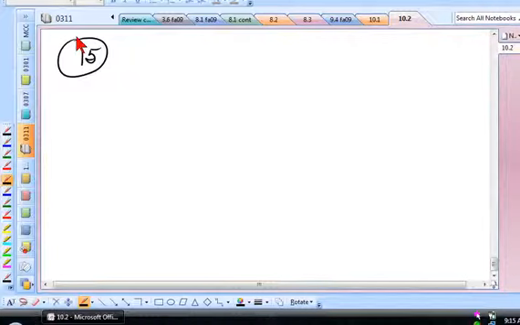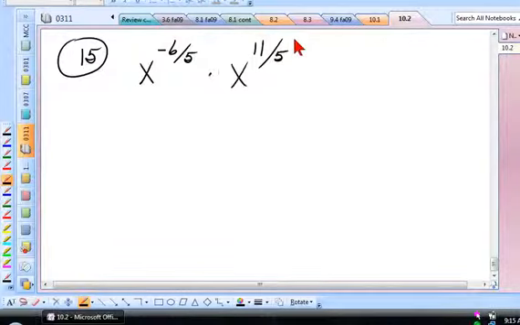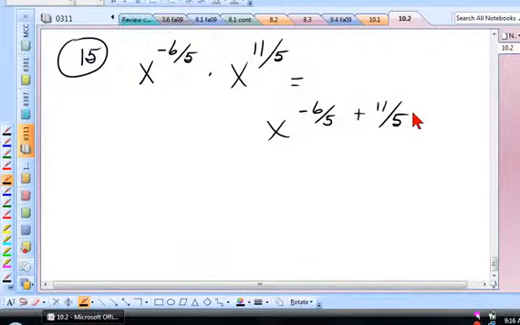It says, use the properties of exponents to simplify. I have x to the negative 6/5 times x to the 11/5. Let's use the product rule. I know I see a negative exponent, but that's the very last thing I worry about. What am I supposed to do when I have x to the a times x to the b? I'm supposed to add them. So I'm going to get x to the negative 6/5 plus 11/5.